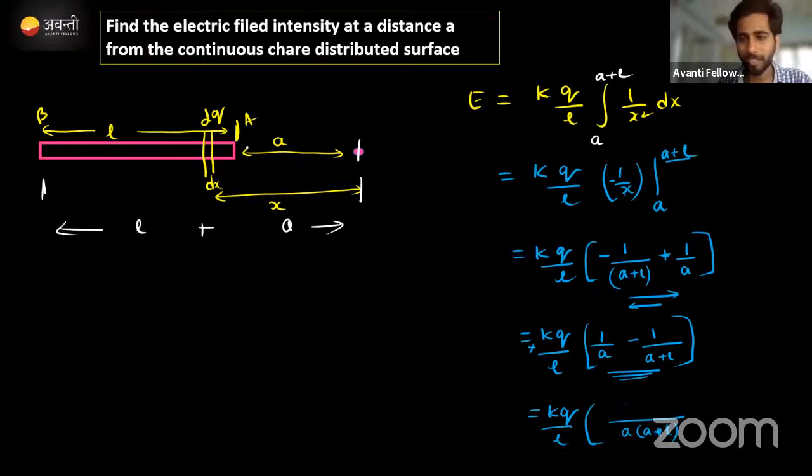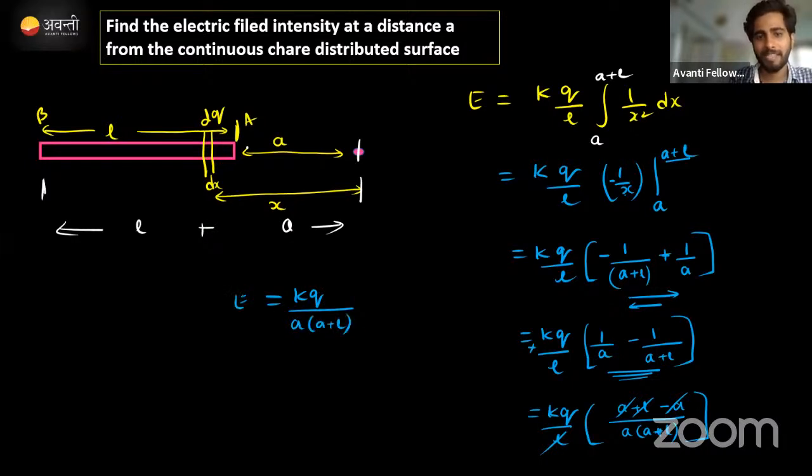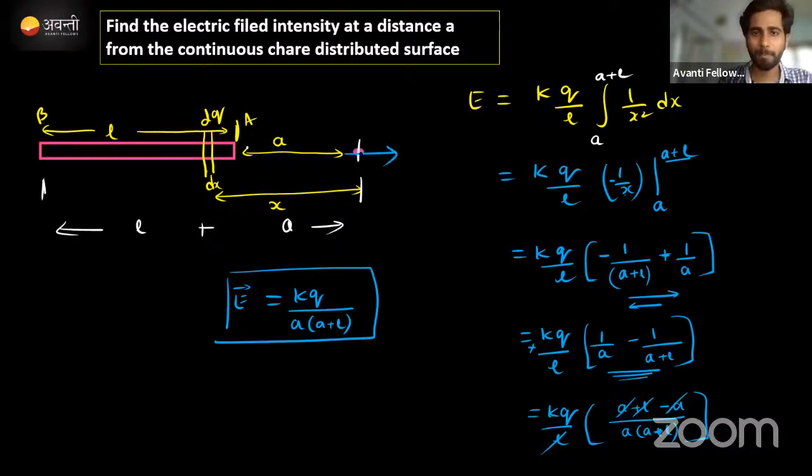In the numerator, what happens? Look, multiplying by a plus l, the minus a and plus a cancel, this l cancels, and the remaining term will be kq divided by a into a plus l. This is the electric field intensity which will be acting on this point P in this direction due to continuous charge distribution.